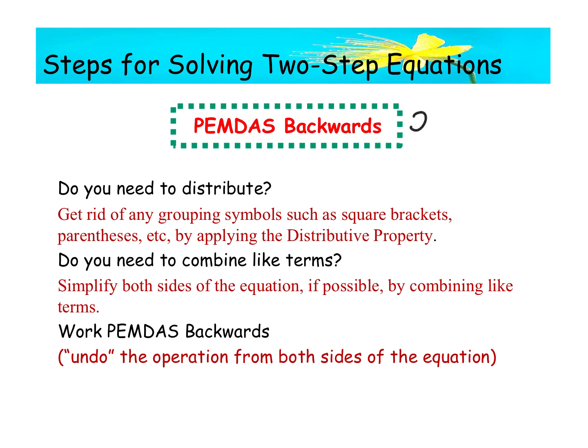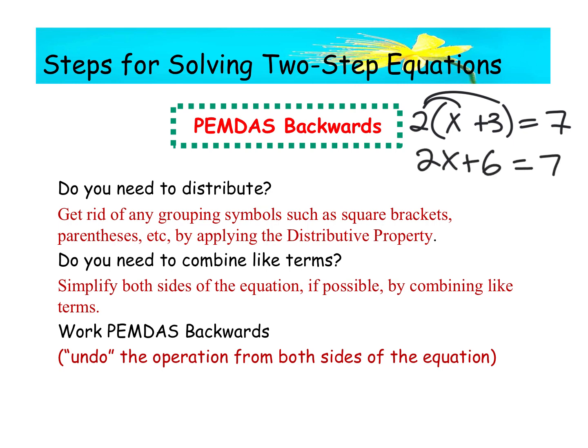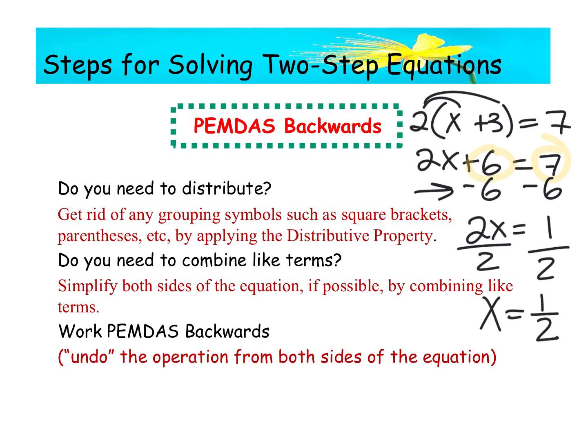So if, for example, you have something like this, the first thing you're going to do is distribute that 2. So you're going to get 2x plus 6 is equal to 7. Now after I distribute it, there's absolutely nothing else I need to combine because I don't have any like terms per side, but I do have like terms on the opposite side of the equation. So I'm going to subtract that 6 in order to combine them, and I'm going to get 2x is equal to 1. And lastly, I'm working PEMDAS backwards because I subtracted first, and then I divided in order to get that x is equal to a half.